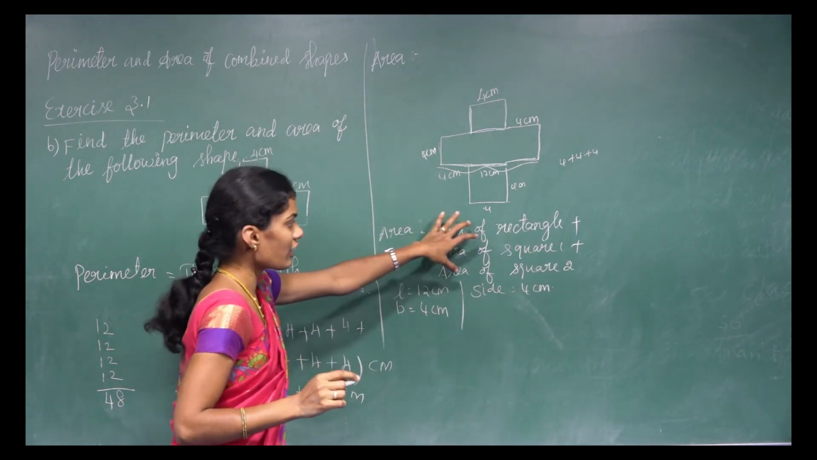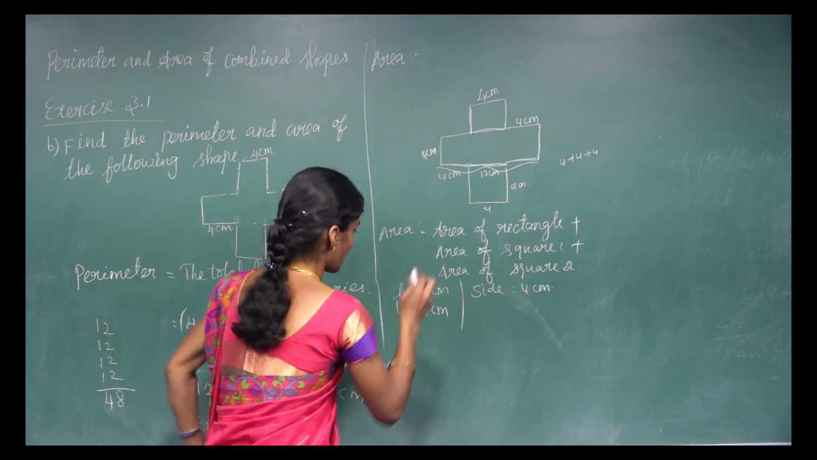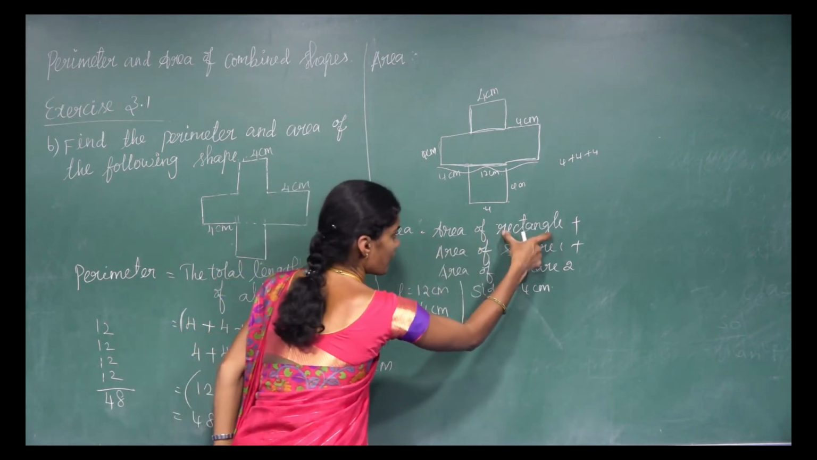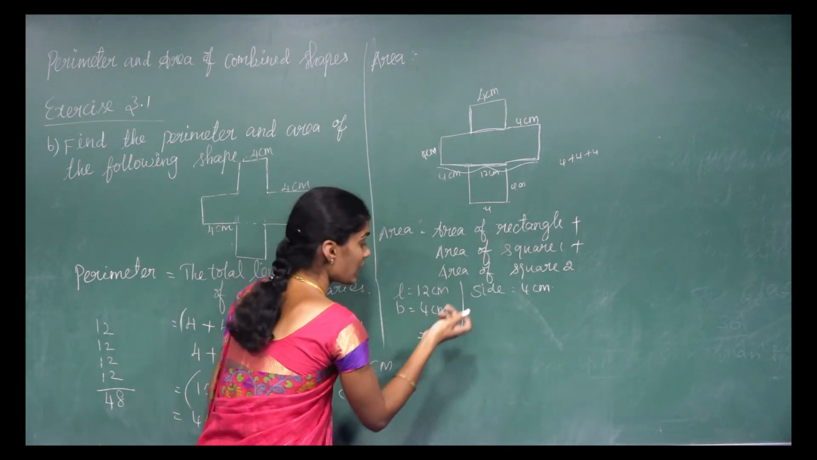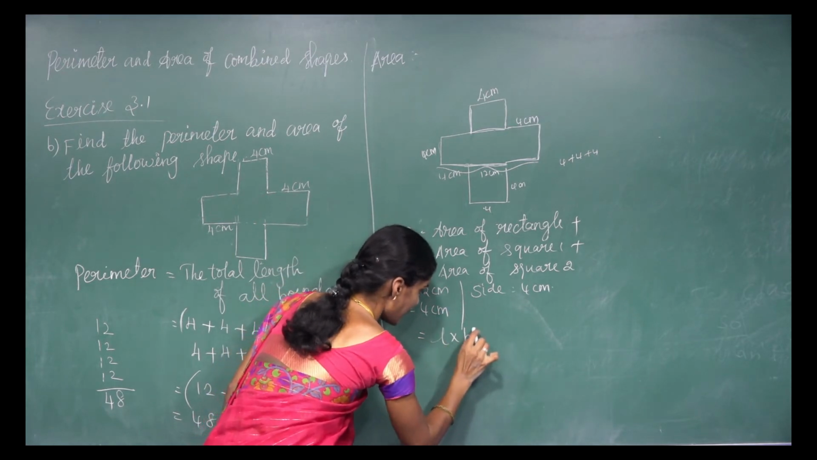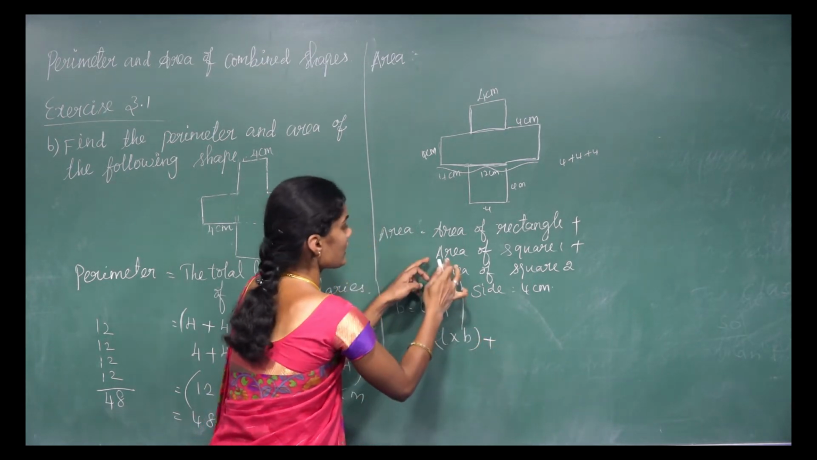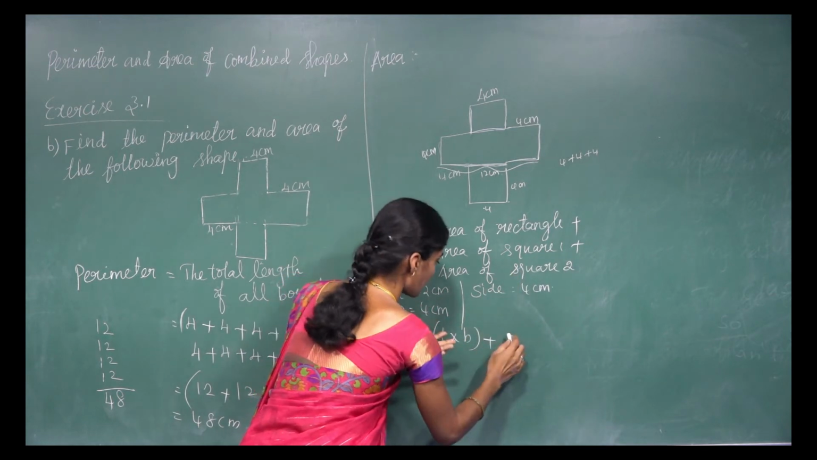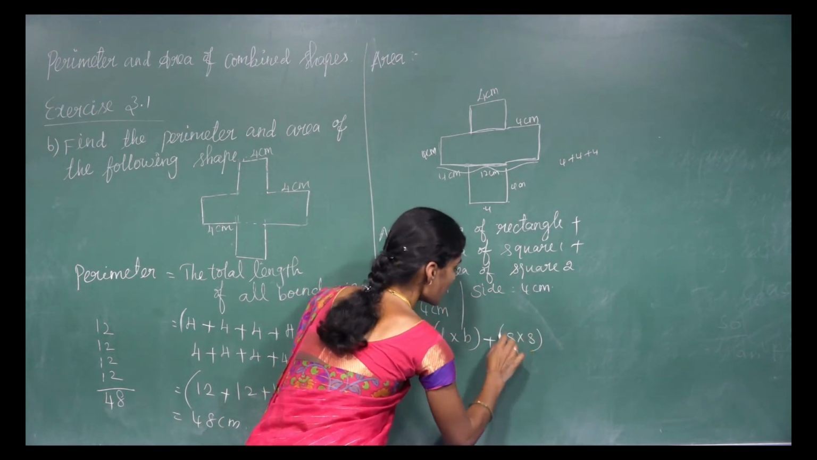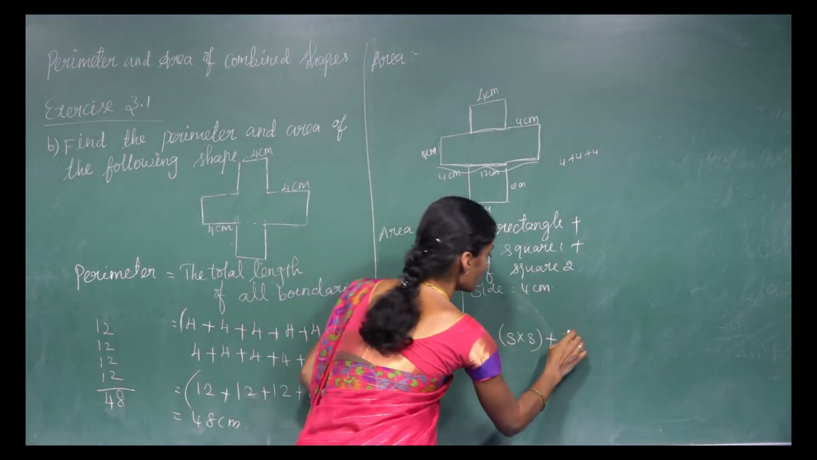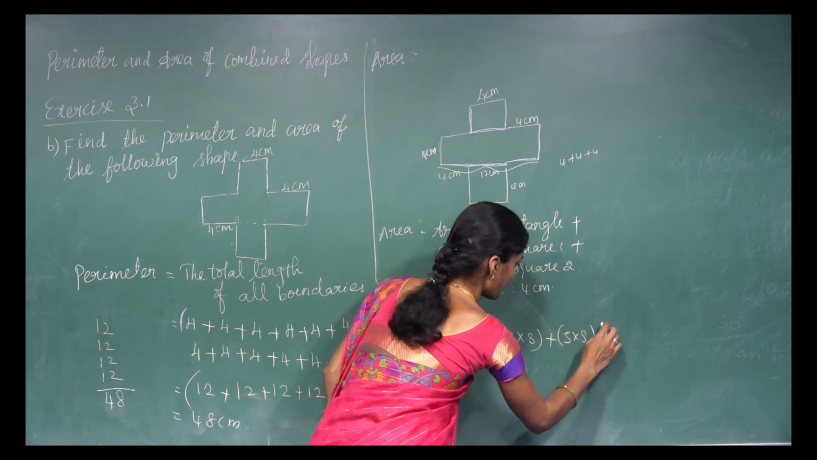Shall we find the area of the rectangle and the area of the squares? What is the formula for the area of a rectangle? Length into breadth. Plus the area of square 1, what is the formula? Side into side. Again the area of square 2, side into side.